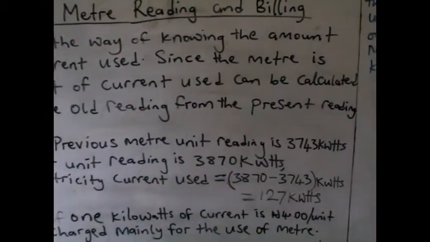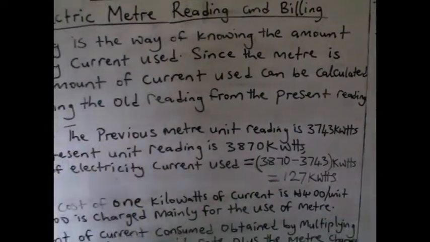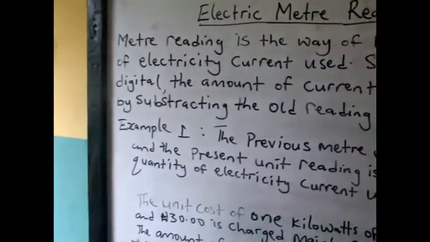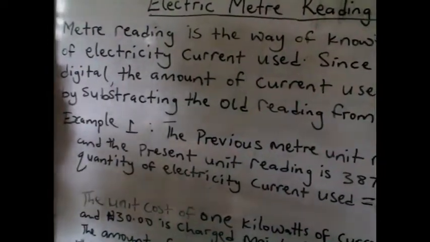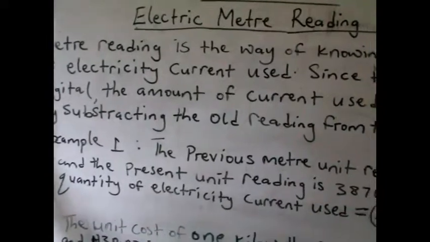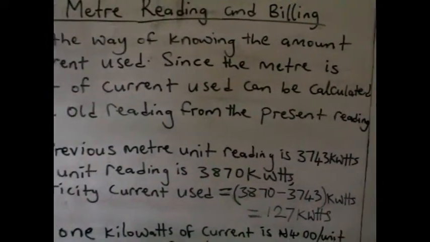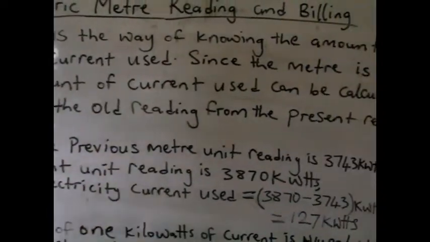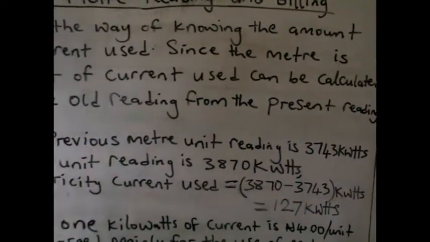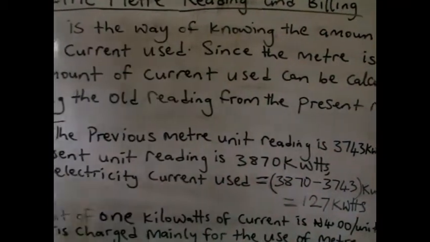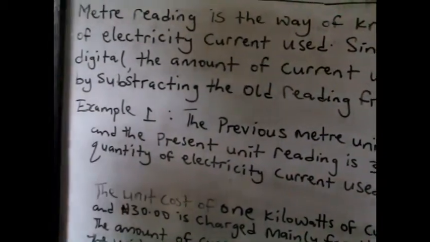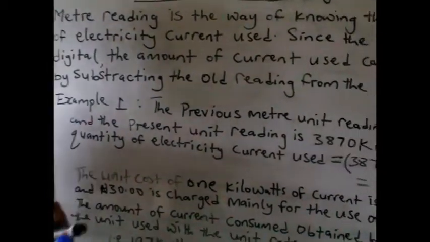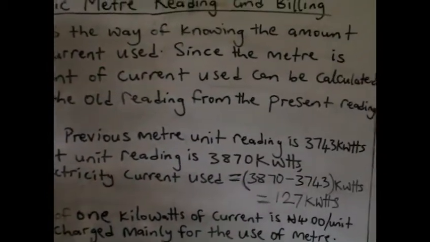So today we want to really look at how this reading is done. How do NEPA come about this? Let's start with the definition, meter reading. Meter reading is a way of knowing the amount of electricity current used. So when they are talking of meter reading, they are trying to know how much electric current you have used.